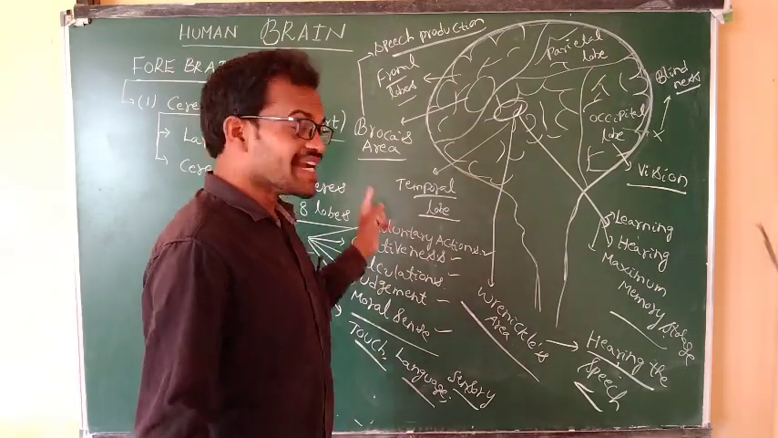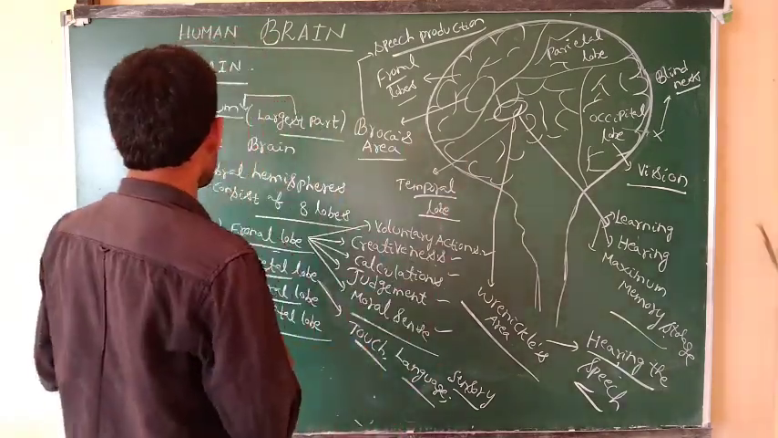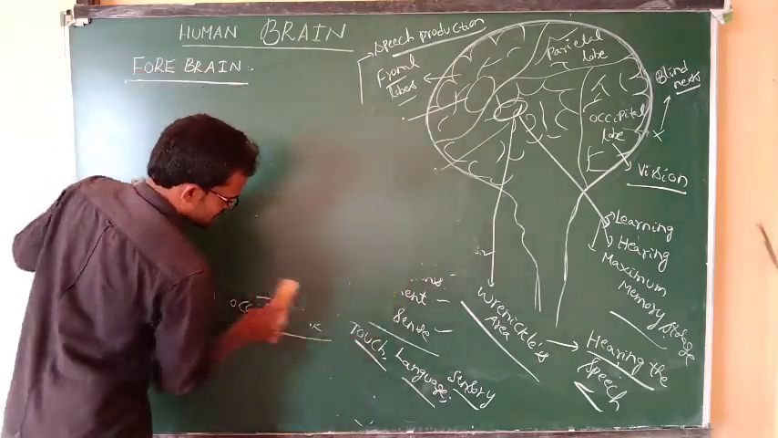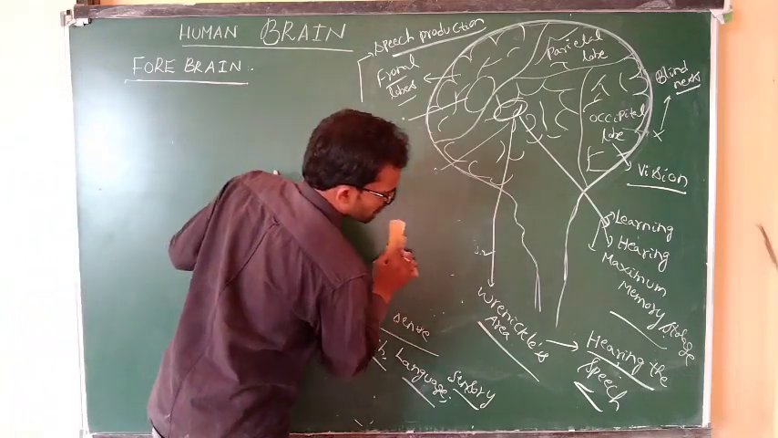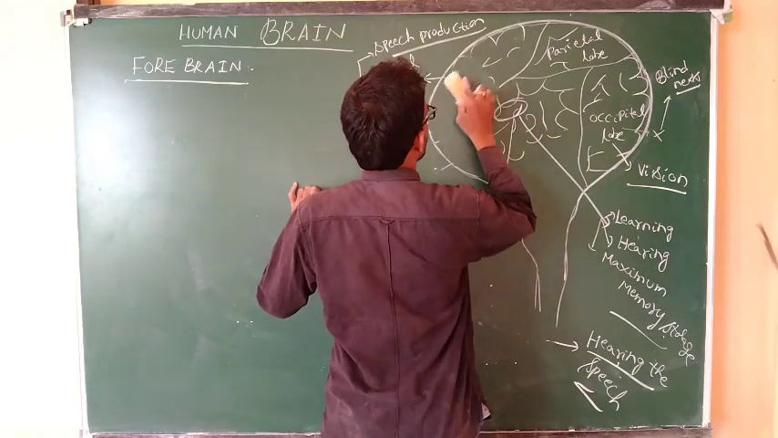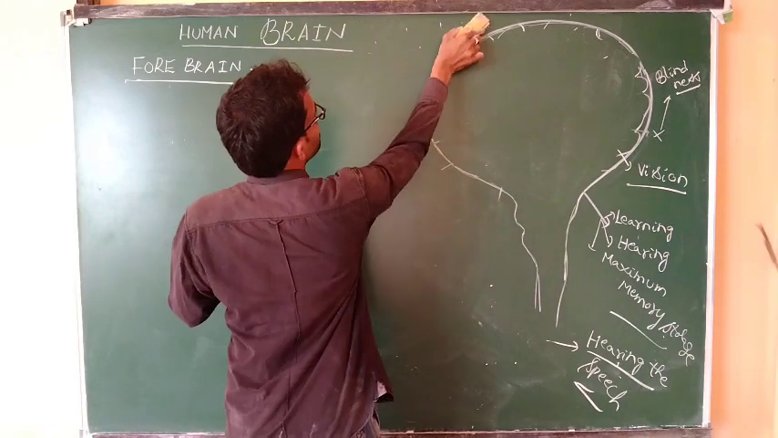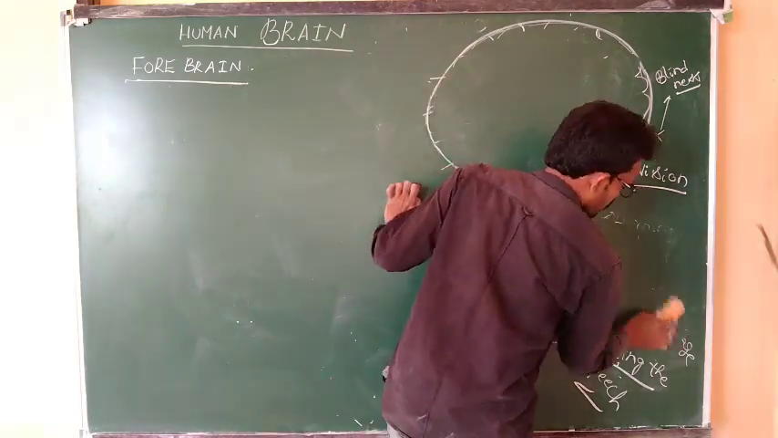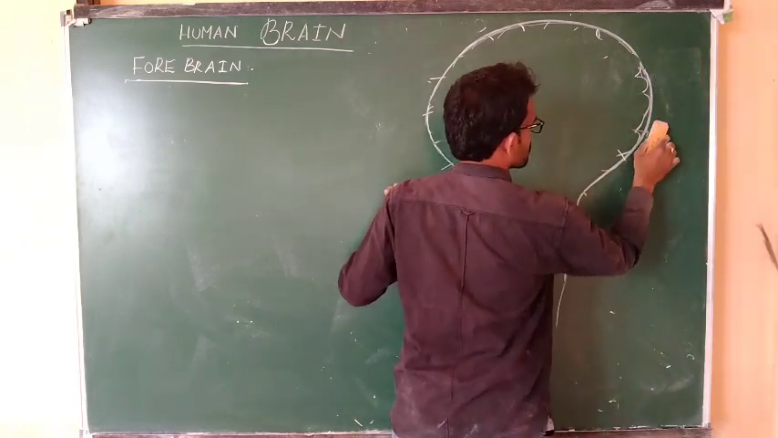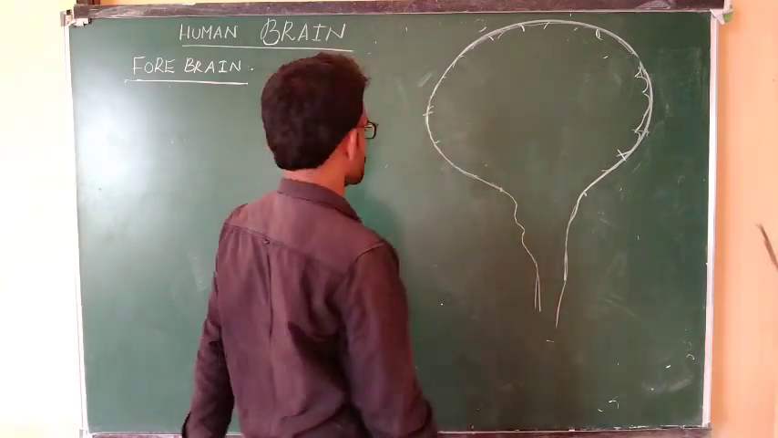The first part of the forebrain. What is the first part of the forebrain? It is known as the cerebrum. The cerebrum consists of two cerebral hemispheres, which also form part of the forebrain.